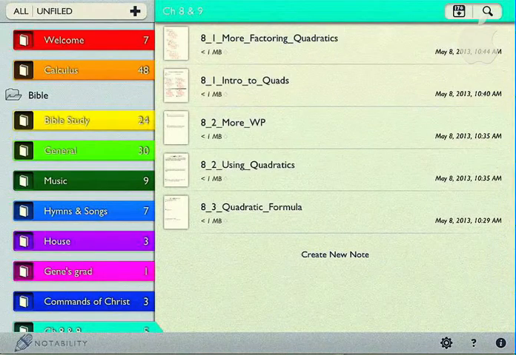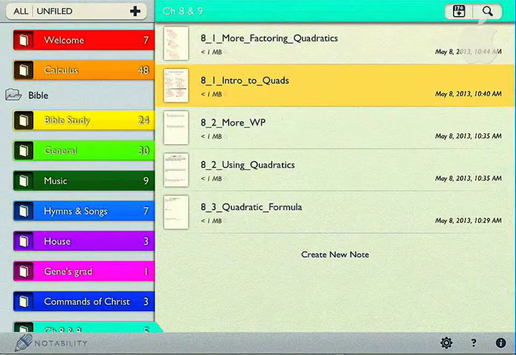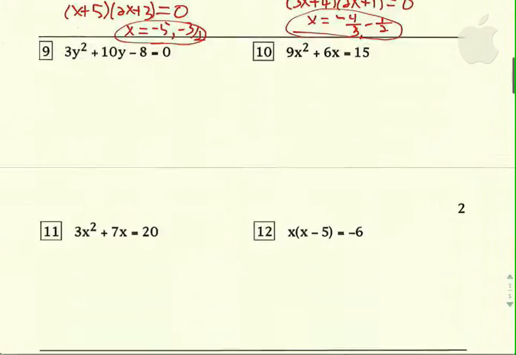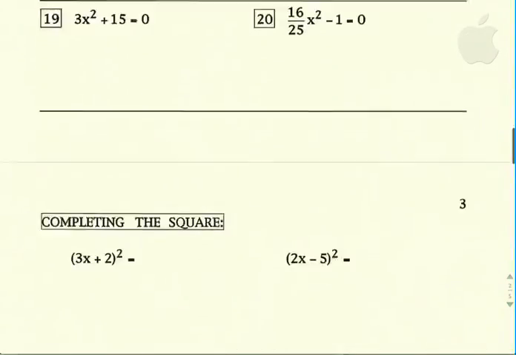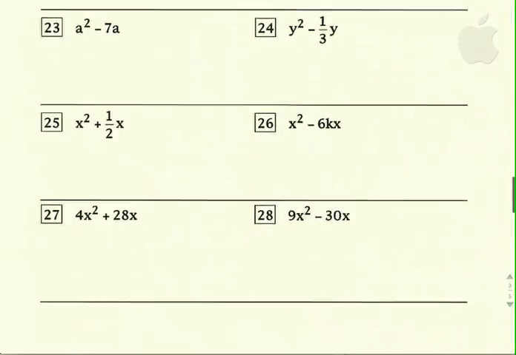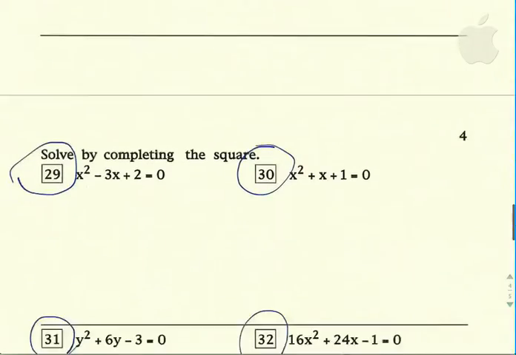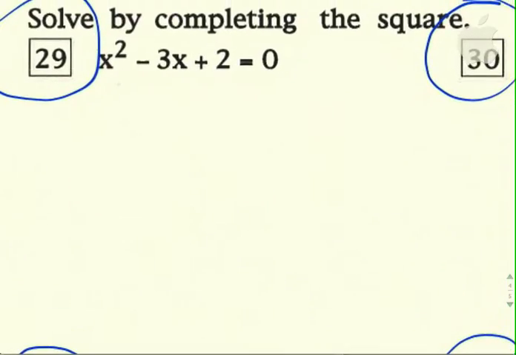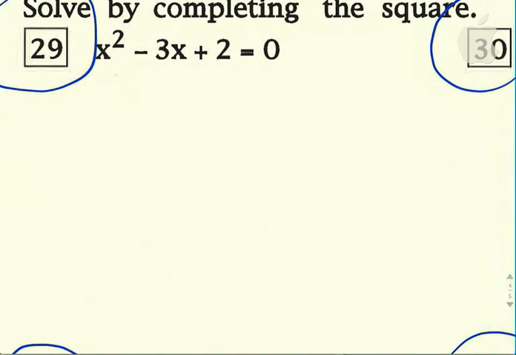Okay, now let's do some completing the square. So let's go back to the first handout and go toward the end. Here we are. Solve by completing the square. Well, to do that, you're going to move 2 over to the other side.